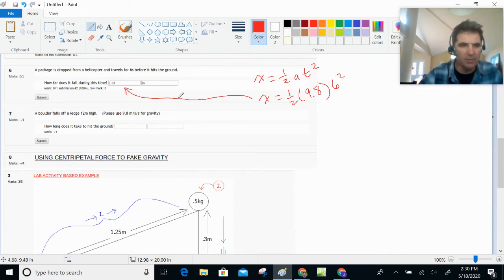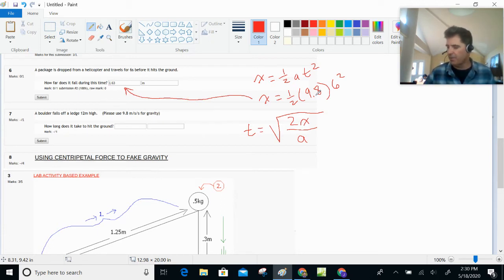A boulder falls off a cliff 12 meters high. How long does it take to hit the ground? T equals the square root of 2 times the height divided by acceleration, 2x over a. So yeah, I don't know what you're doing there, but those are the equations. So give those a try, see if that helps.